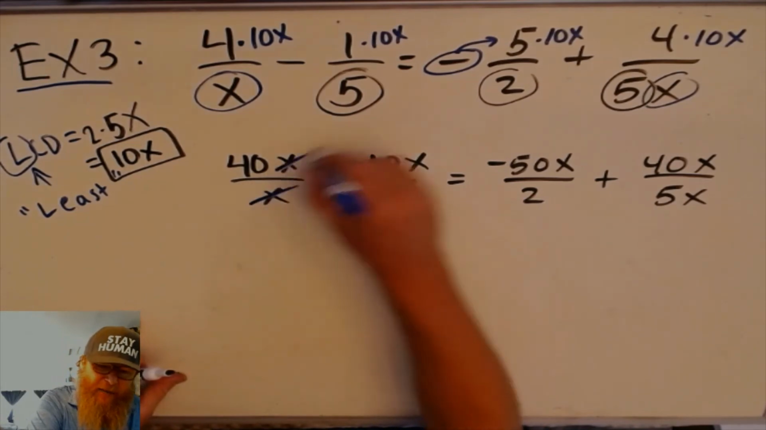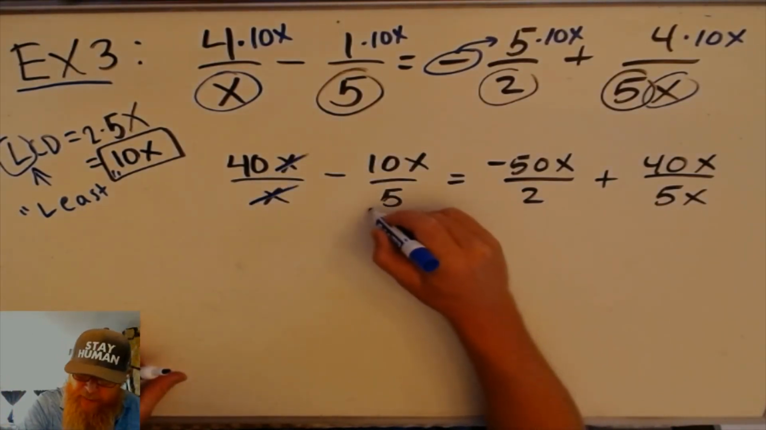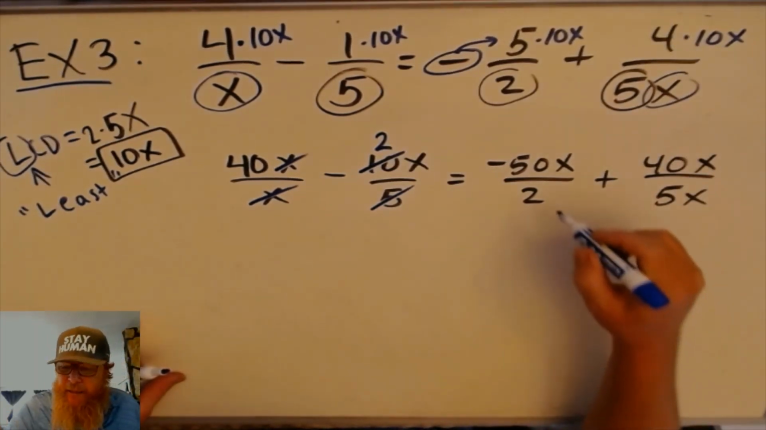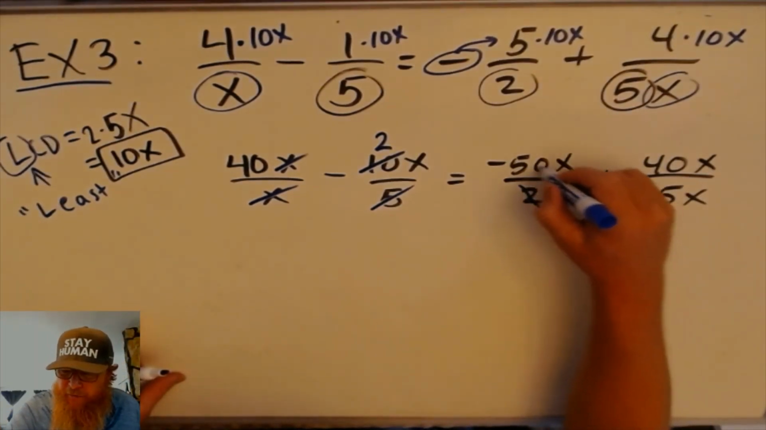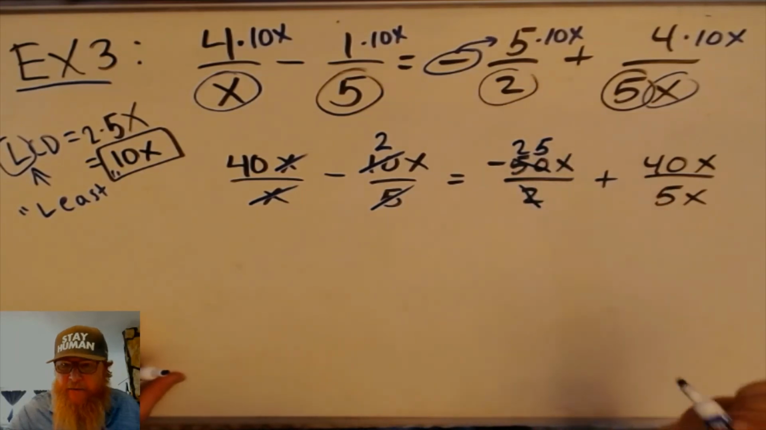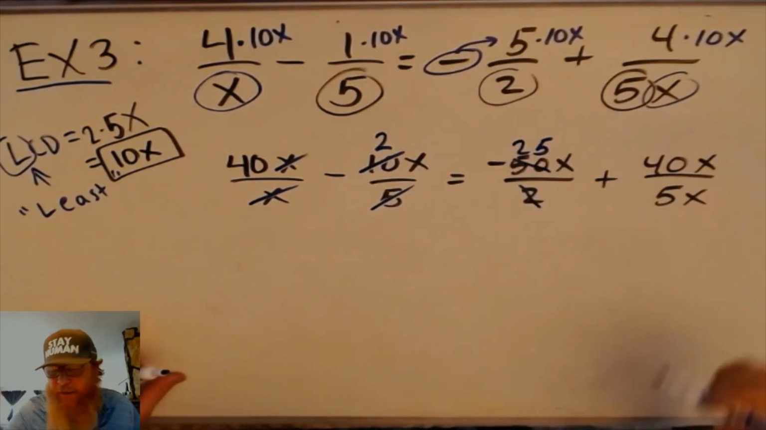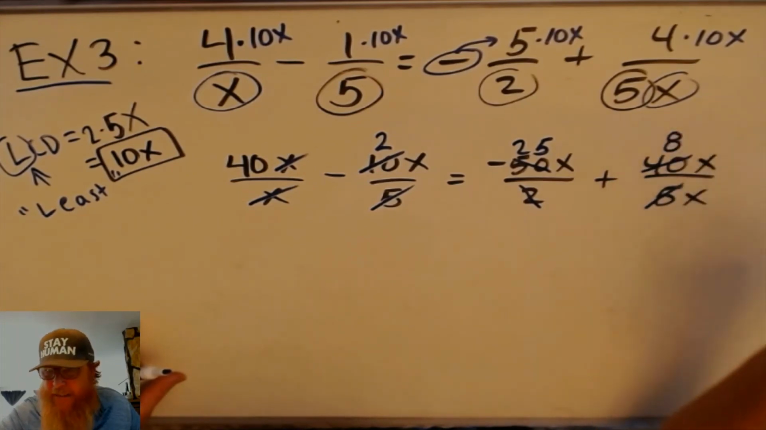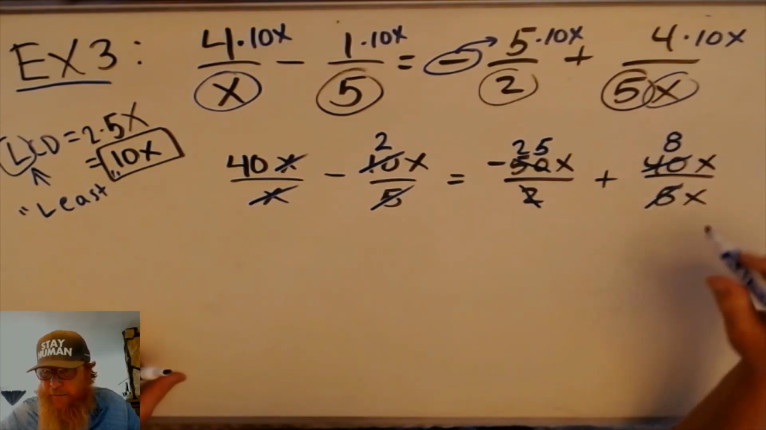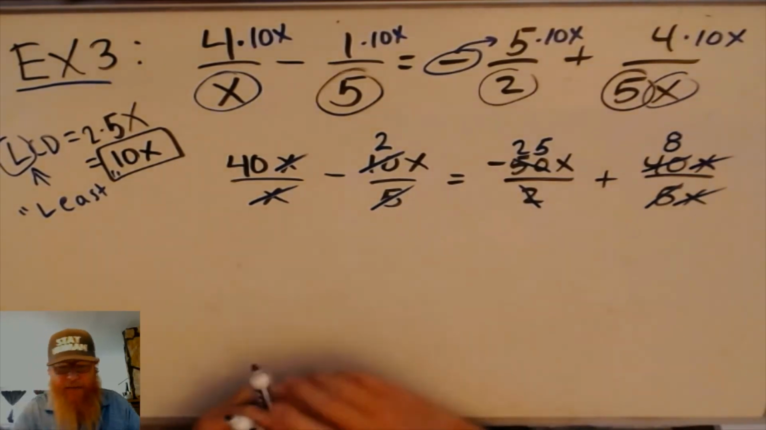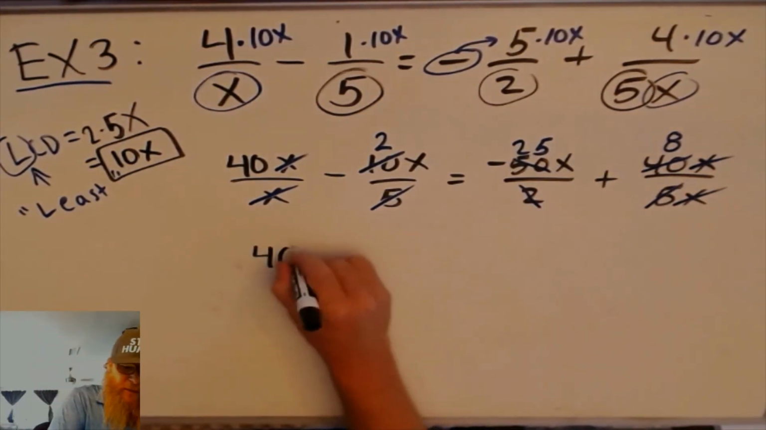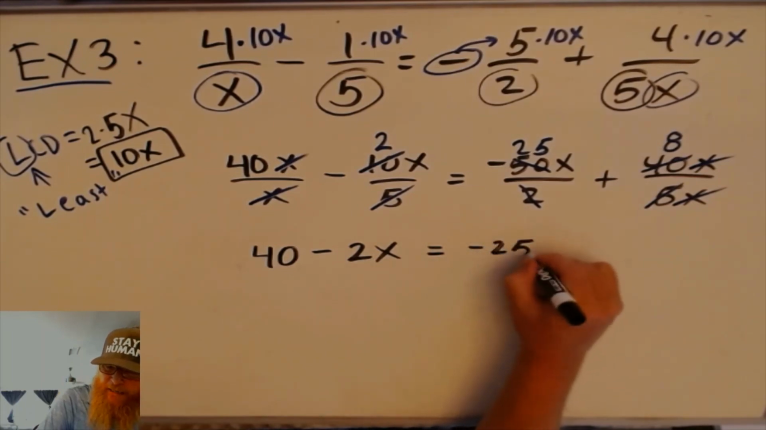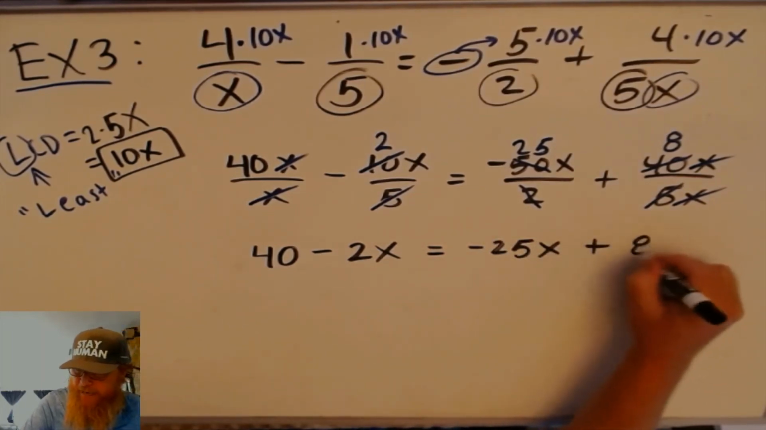So cancel out your x's, cancel out the 5 and the 10 gives you 2. Cancel out the 2 and the 50 gives you 25. It's going to be a negative 25. Cancel out the 5 and the 40 gives you 8. 5 goes into 40 8 times. And just go ahead and cancel those x's there. So now you have 40 minus 2x equals negative 25x plus 8.